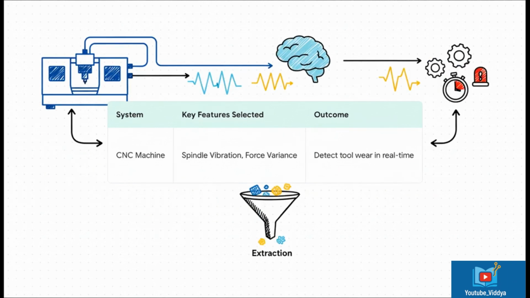And it's the exact same idea in advanced manufacturing. On a CNC machine, you can monitor features from the spindle vibration and cutting forces. By picking the right ones, like the variance in the cutting force, we can spot when a tool is getting dull in real time. Think about that. You can prevent bad parts from ever being made, which saves a ton of money.